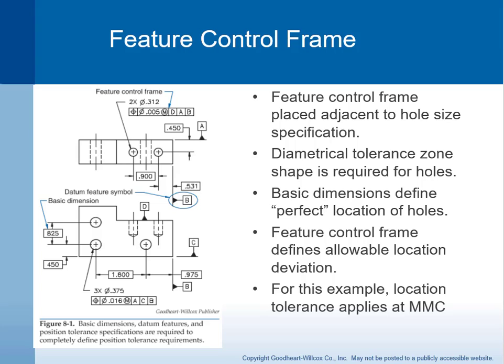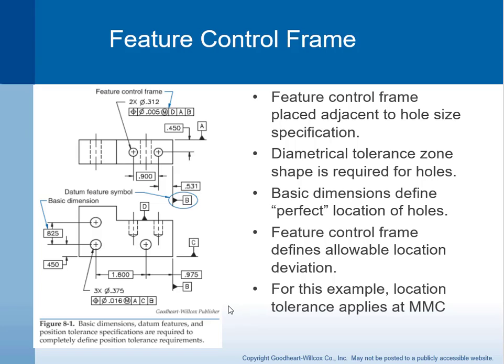Here is a feature control frame. A feature control frame is placed adjacent to the hole size specification. So in this case, we have our hole size specification right here, and then we have our feature control frame. This is the symbol for positional tolerance. It looks like a bullseye or a target. The diametrical tolerance zone shape is required for holes. So that's this right here. We have a diametrical shape for the tolerance zone.